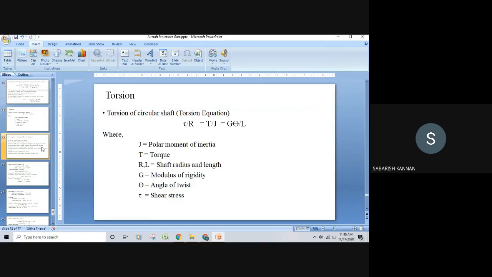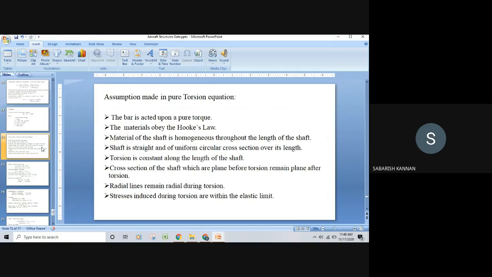In the torsion equation, we followed some assumptions. The bar is acted upon by a pure torque. The material obeys Hooke's law. The material of the shaft is homogeneous throughout the length of the shaft, and the shaft is straight and of uniform circular cross section over its length. Torsion is constant along the length of the shaft. Along the length of the shaft, the torsion is constant.